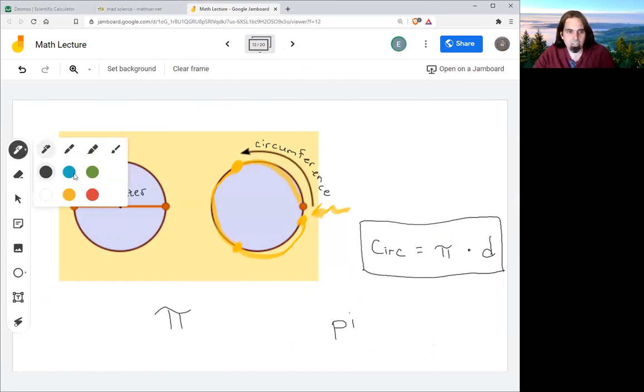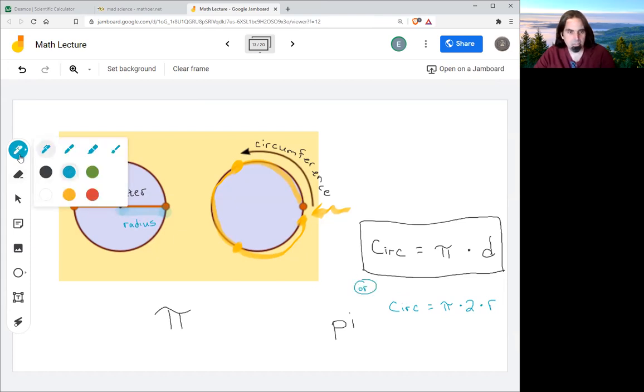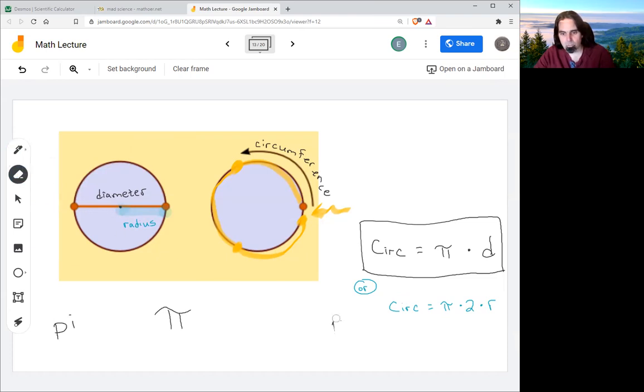If you like radii, then this half of it here, from the middle to the edge, that's the radius. So we could also write that circumference equals pi times 2 of the radiuses. That works too. Okay, I'm going to put pi over here because that's now looking confusing with my formulas.